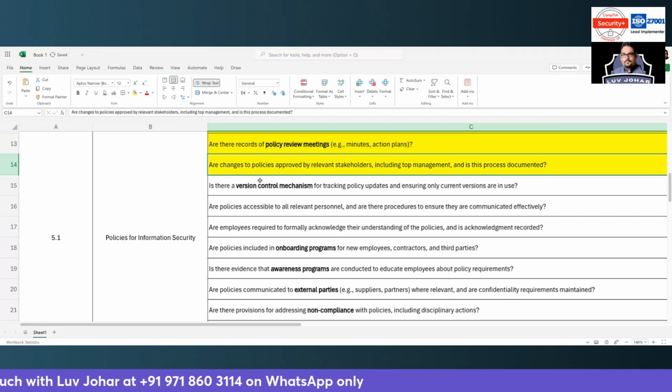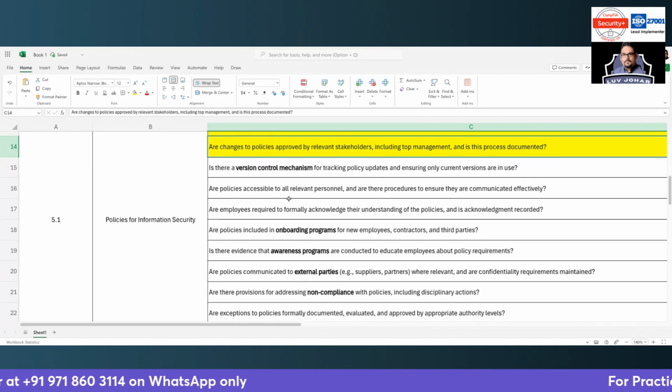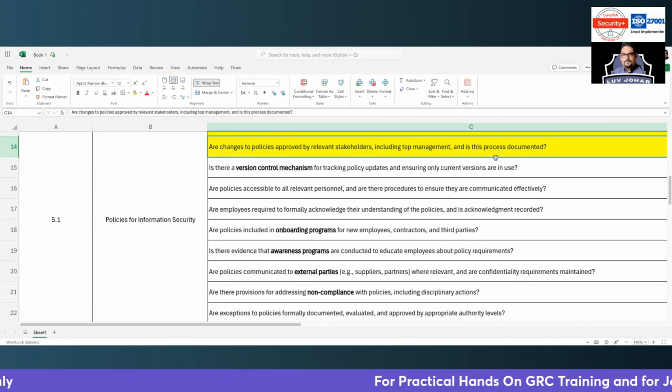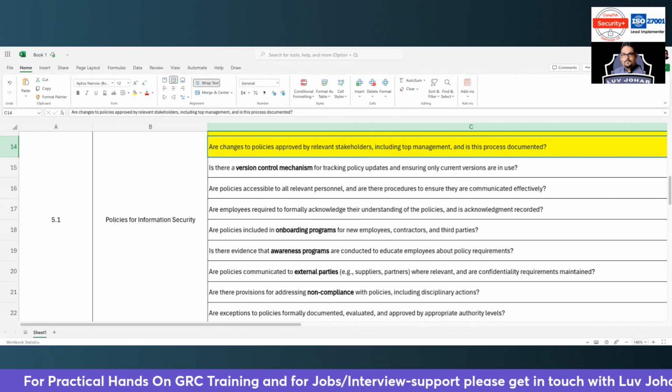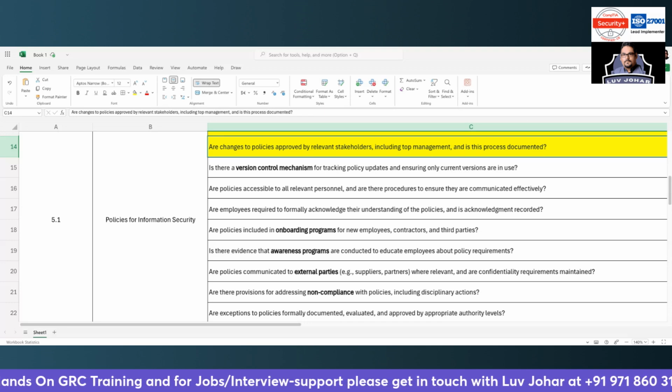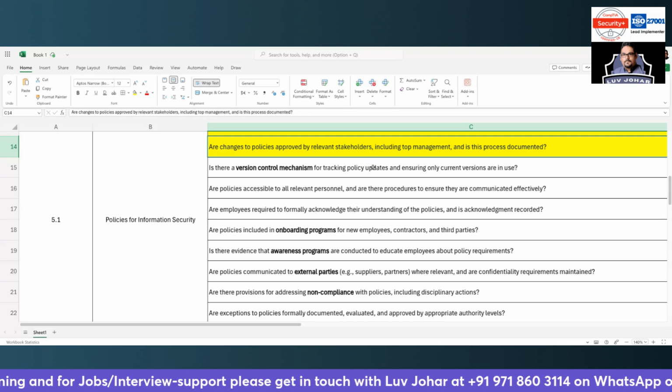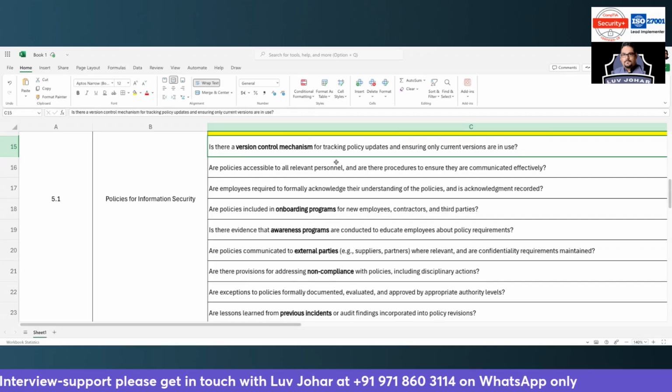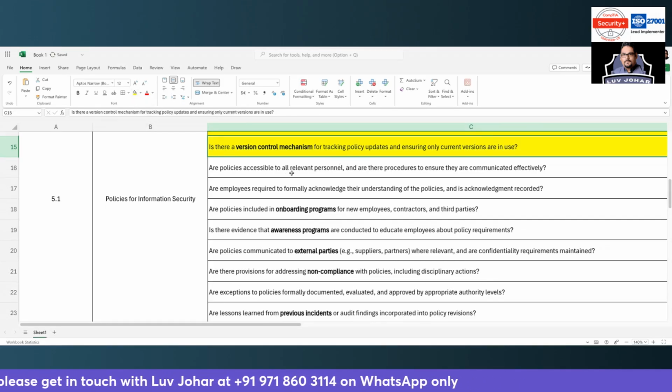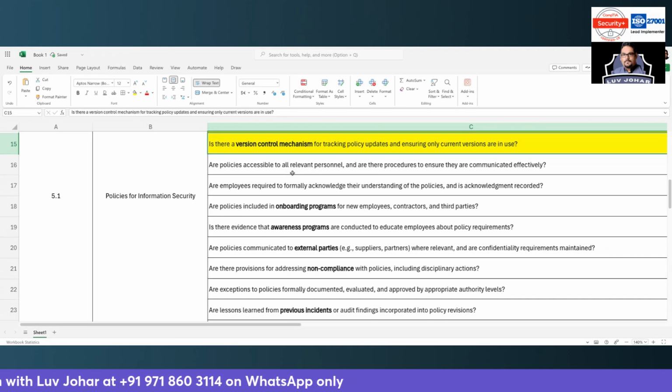Are changes to policies approved by relevant stakeholders, including top management, and is this process documented? Definitely you need to define roles and responsibilities here, in terms of who will be performing the changes to the policies, and make sure you add the relevant stakeholders and the top management in that, right?